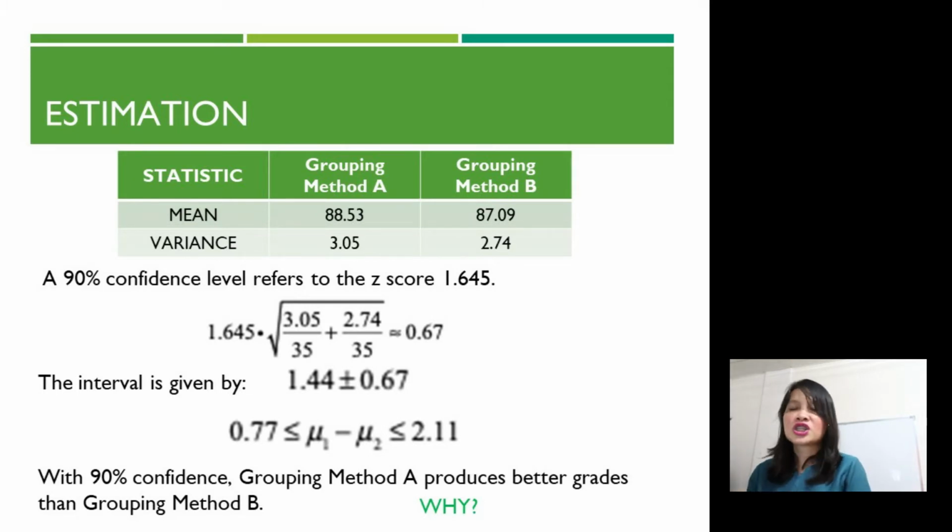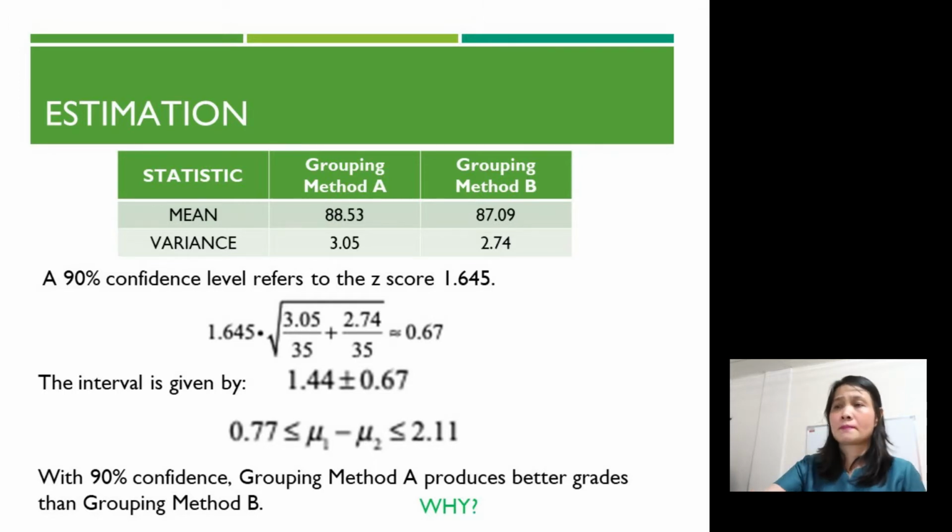Now, the question is, what is your interval? What will be the interval? How do you get 1.44 plus or minus 0.67? How do you get that? How do you get the 1.44?